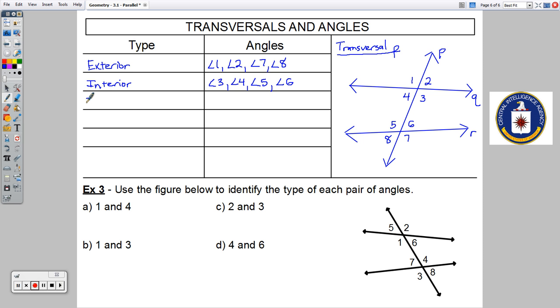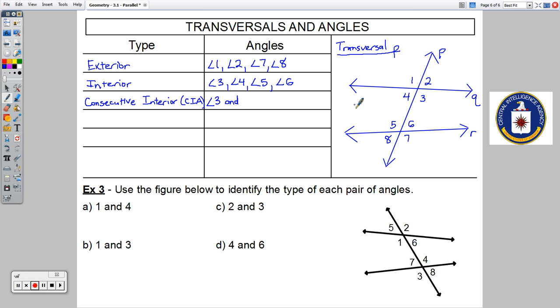Then we have something called consecutive, right? Consecutive interior, or consecutive interior angles. This one we have an abbreviation for, CIA. That's why I have the Central Intelligence Agency emblem over here. This is kind of a sneaky one. We'll find more about what I mean when I say that in the next lesson. Why is CIA sneaky? Oh, you just wait, all right?